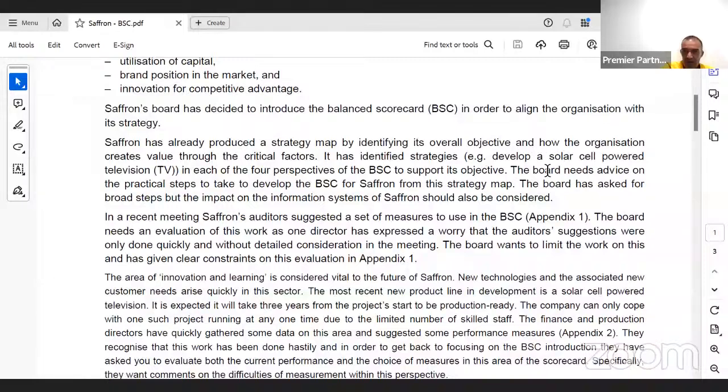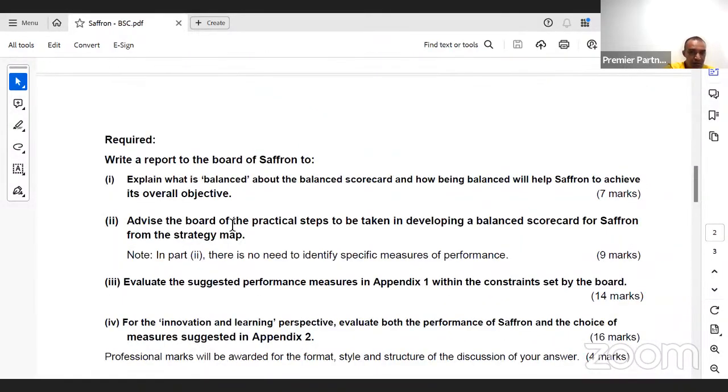See, the board needs advice on the practical steps to take to develop BSc for Saffron from this strategy map. The board has asked for broad steps, but the impact on the information systems should also be considered. Now, is this information system part in the requirement? Should you write it right under the answers? The impact of information system? Yes. Otherwise, you won't get the 9 marks.